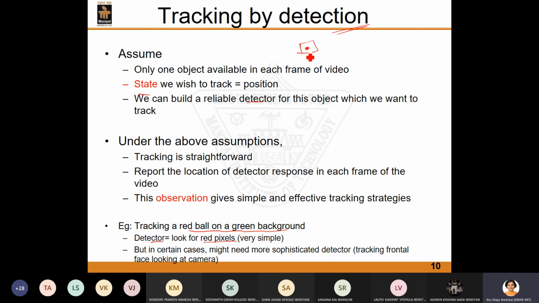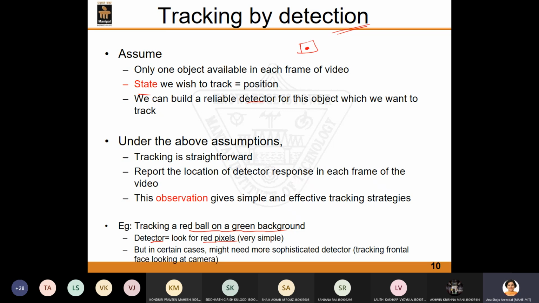So if you have a particular image sequence where the background is fairly uniform and of a uniform color too, and the object has a different color and appearance as compared to the background, then the task becomes very simple. All the detector has to look for is some red pixels, because in the background it's all green pixels, right? So that could be one of the simplest ways by which you can describe how the detector works.